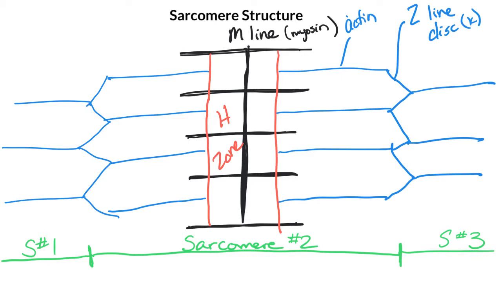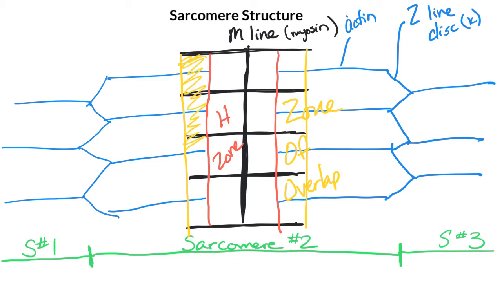However, on either side, let's switch colors. On either side, this is known as, I call it the ZOO, but ZOO stands for zone of overlap. Okay, so all of this right here, where actin and myosin overlap, that's the zone of overlap.